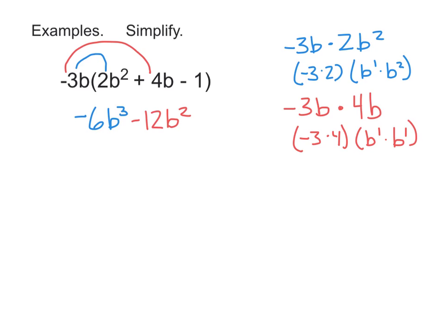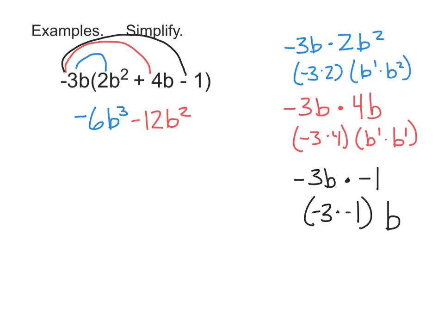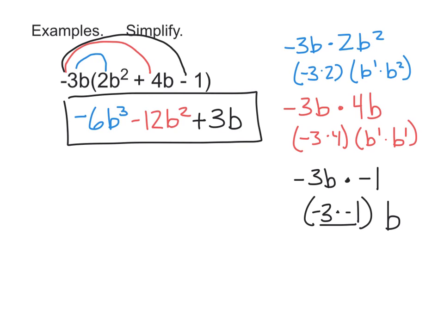And finally, we'll distribute to the last one, so I'm going to do -3b times -1. And if I want to show my work with it, -3 times -1, and the b just gets shoved to the back. -3 times -1 is +3, and then the b comes behind. And that right there is my solution to this one, simplified.